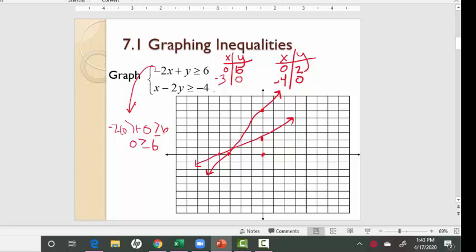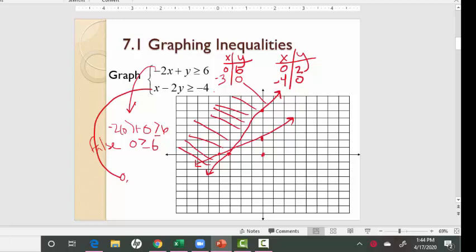And in fact, that is a false statement. So that means that the shading is going to actually happen above the line, and all the solutions to this inequality lie above the line. Okay? So for our second one, I'm going to again plug in a test point, plug in 0, 0.